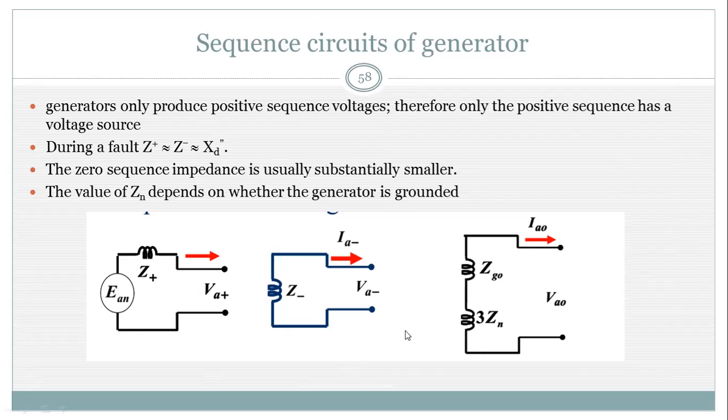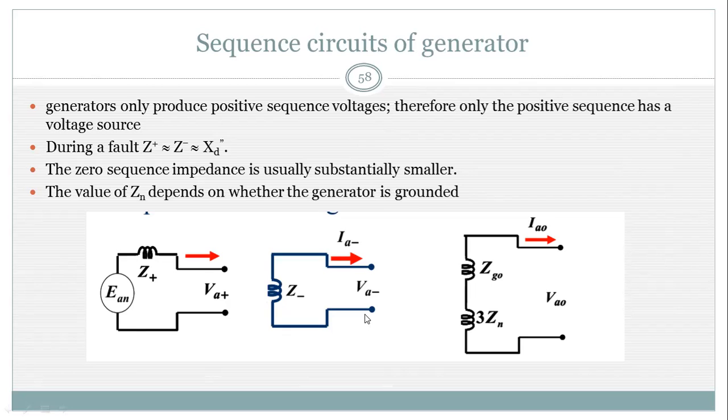If we add the positive sequence drop to the positive sequence terminal voltage, we will find the internal generated voltage. Now, for the negative sequence network, there will be no symbol of source, because the generator doesn't generate voltage as a negative sequence network. So for the negative sequence network, there will be only the negative sequence impedance, negative sequence current, and negative sequence terminal voltage.